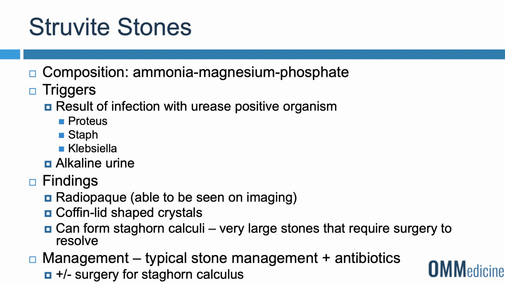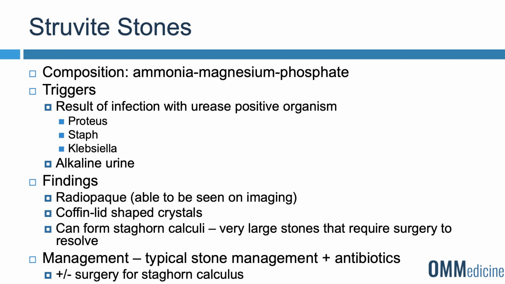And just like we saw with the calcium stones, an alkaline urine or a basic urine pH is going to also be a risk factor for the formation of a struvite stone. Now, these stones are radio-opaque, meaning that we should be able to see them on a regular x-ray. And a very important buzzword for your boards is that when we look at struvite stones under a microscope, they are classically described as having a coffin lid shape.